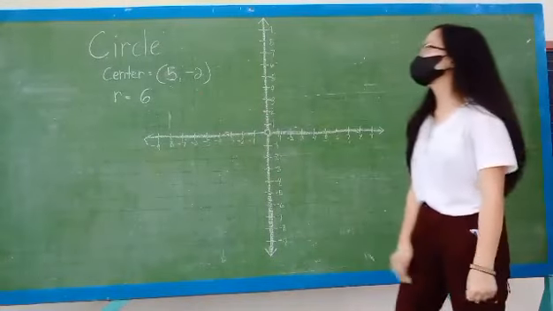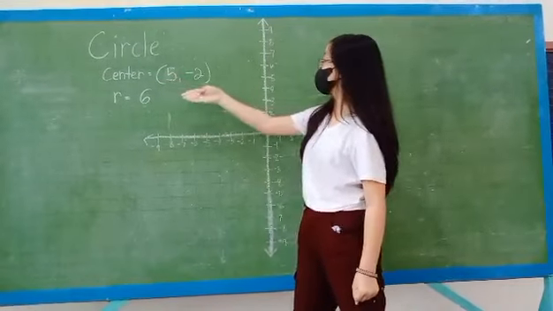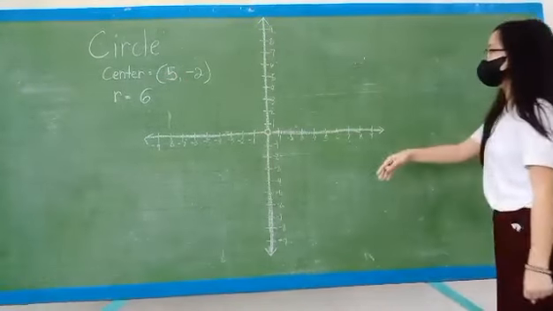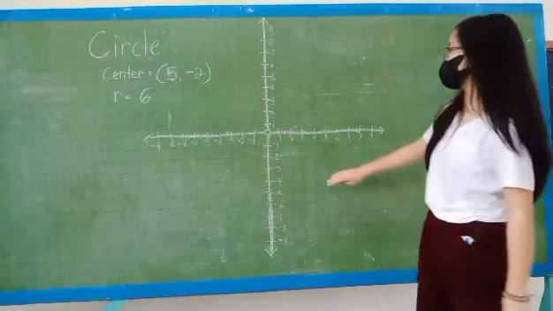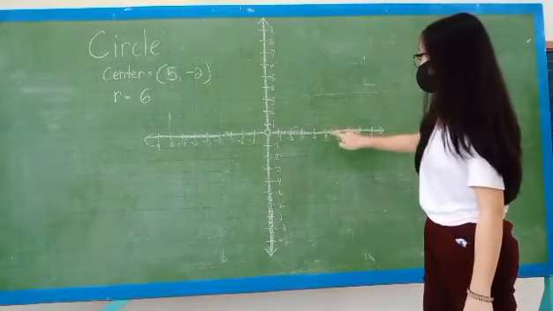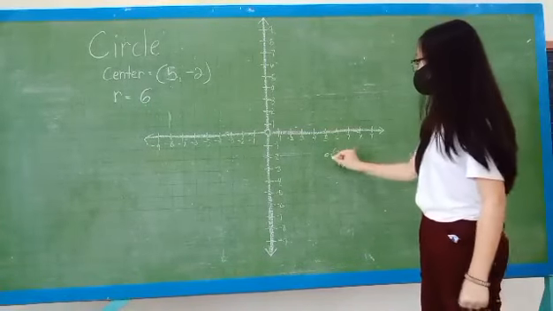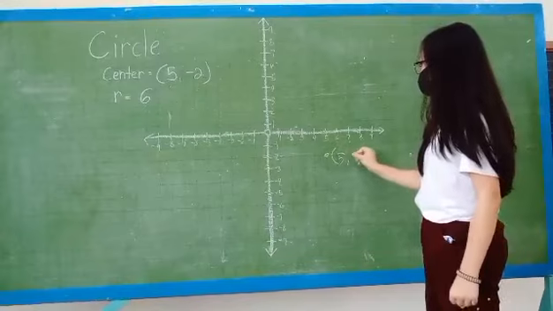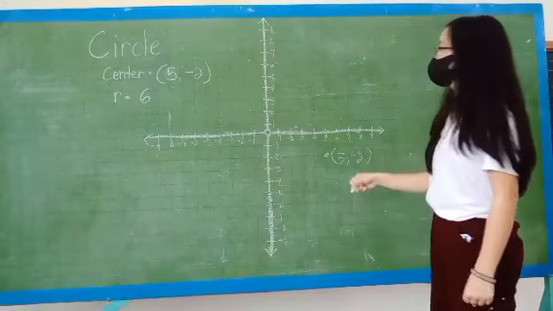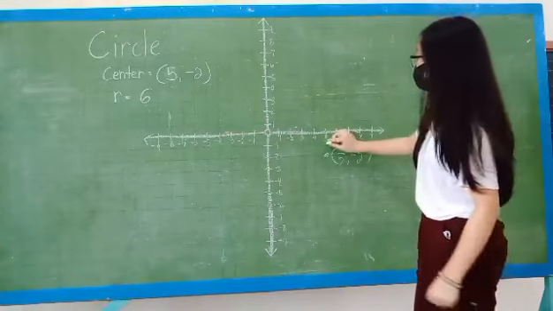So now we're going to graph the circle. The center is positive 5 and negative 2. What is the quadrant? Quadrant 4, for 5 and negative 2. So we're going to find the 5 and negative 2, and this is our center. So next is our radius, the 6.